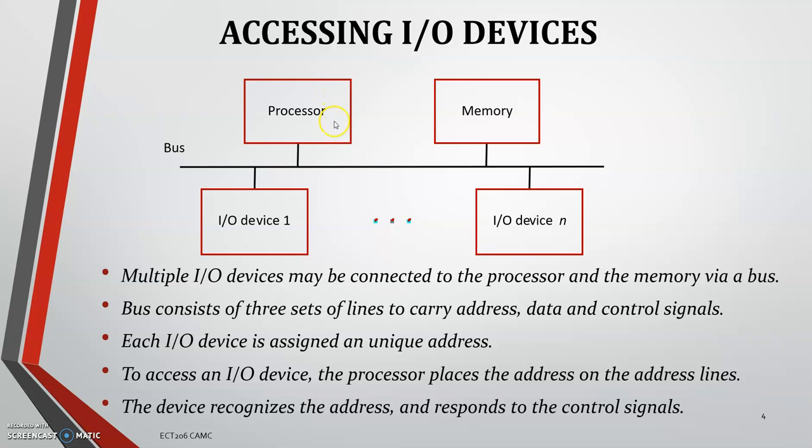So this is an I/O system, that is the processor and memory. Many I/O devices are connected to the processor and the memory through the bus. So here is a common bus that connects the I/O devices, and n number of I/O devices are connected through the bus to the processor and the memory. So multiple devices may be connected to the processor and the memory via the bus. This bus contains three lines, that is the address line, data line, and control line.